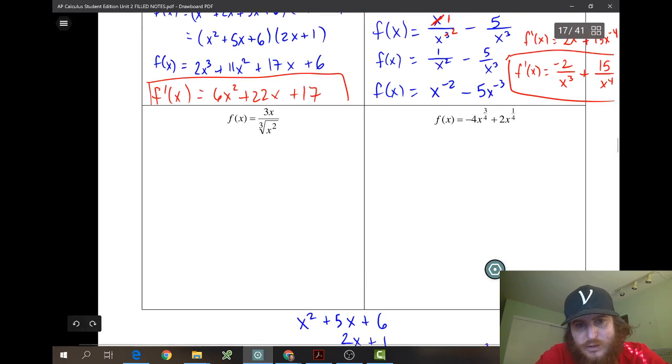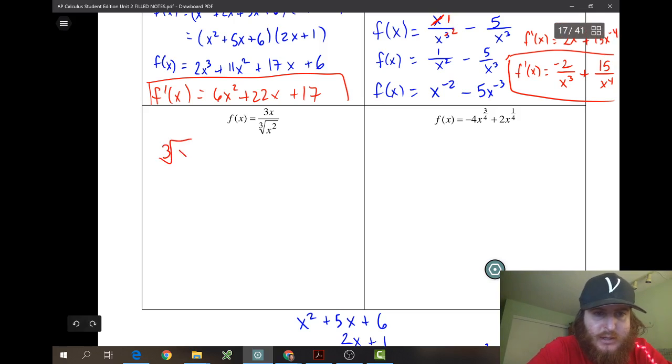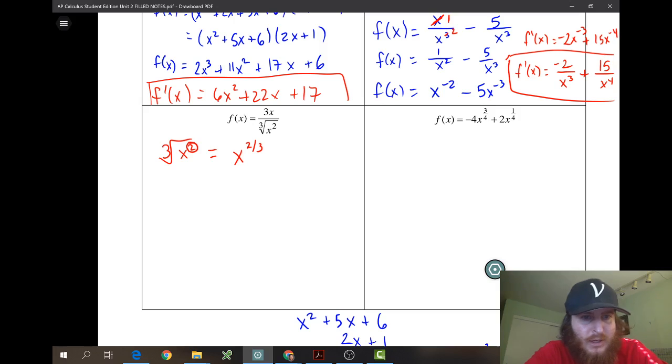Okay, now this next one is definitely tricky. But this is something that we learned in the review unit that we absolutely have to know. And that's that if I ever see something written like this, the cube root of x squared, that's x to the 2/3 power. It's a fraction. So the inside exponent always goes in the numerator, and the outside exponent always goes in the denominator.